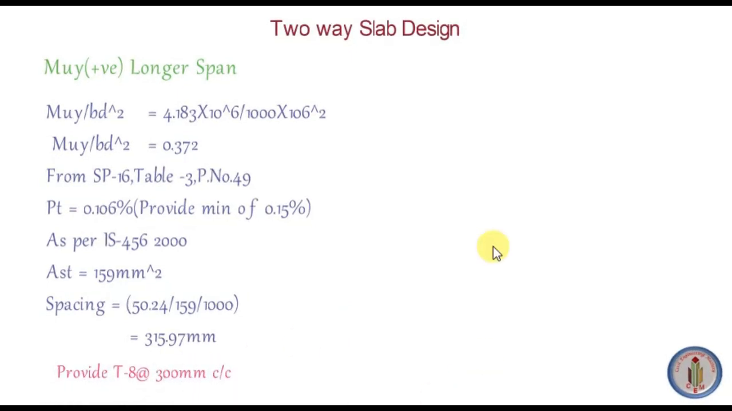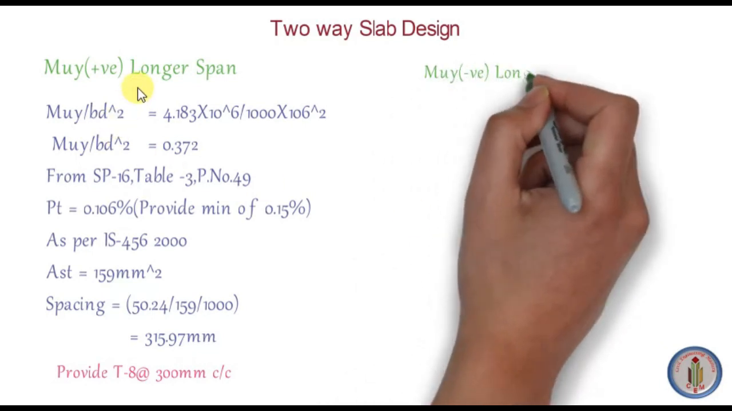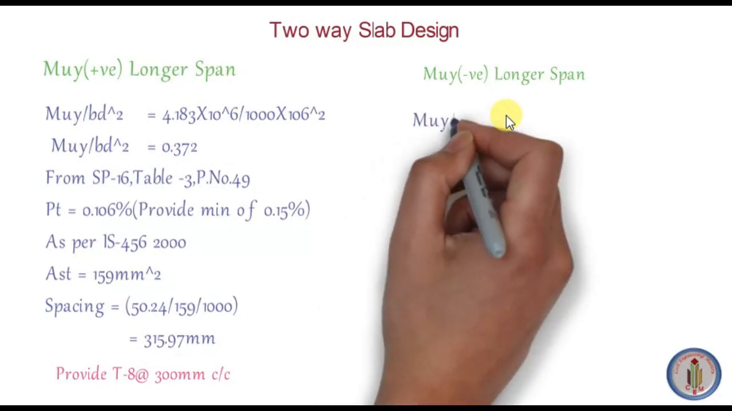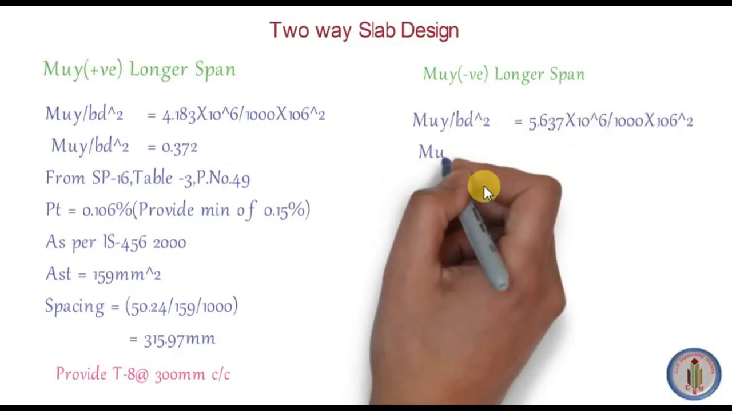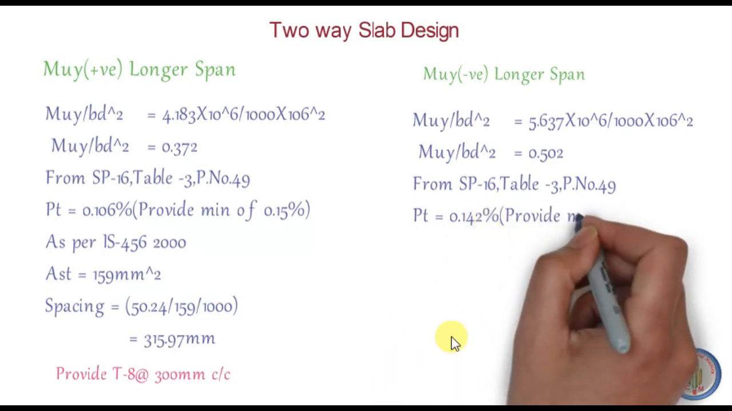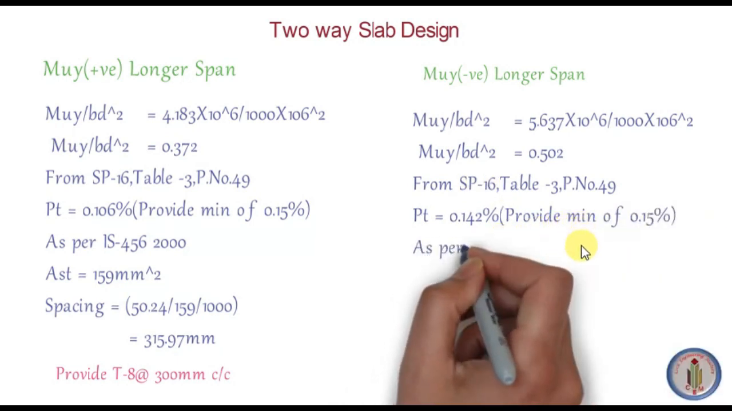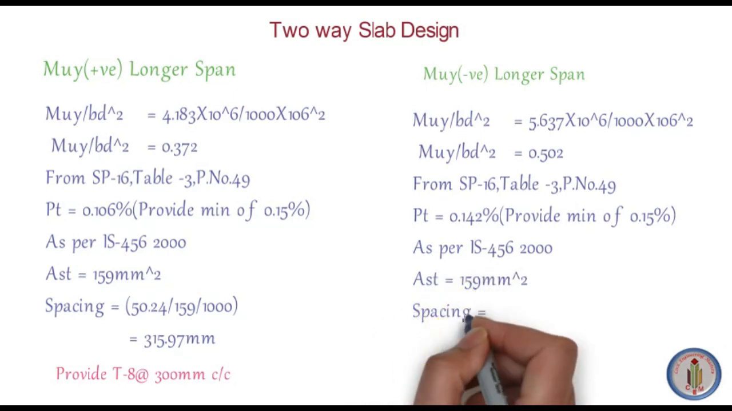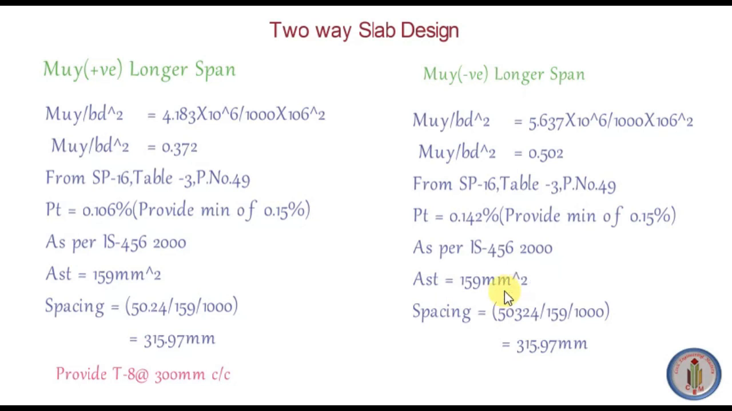Next, let's calculate the negative reinforcement for longer span. We have to calculate the Mu by bd square first, then percentage of steel. So here also we are getting 0.142 percentage of steel from SP16. So here we have to provide the minimum percentage of 0.15. So if we provide that, we are getting the area of steel, and then spacing we are getting the same thing. So we need to provide T8 at 300 mm center to center. So in longer span we are having positive and negative reinforcement as same one.